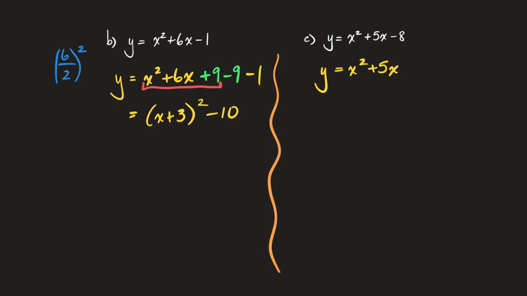Except this is going to get a little uglier, because when I take half of 5, it does not reduce. I'm going to be stuck working with some fractions. That's okay, though. When I square that, I'm going to get my 25/4. So I have to add in my 25/4 and subtract my 25/4 to make sure that the green is 0. Don't forget about the -8.